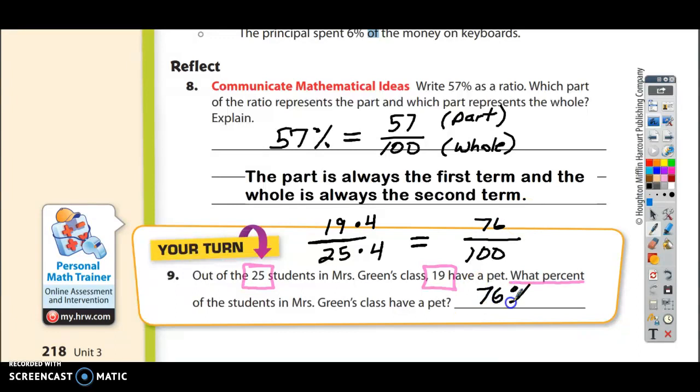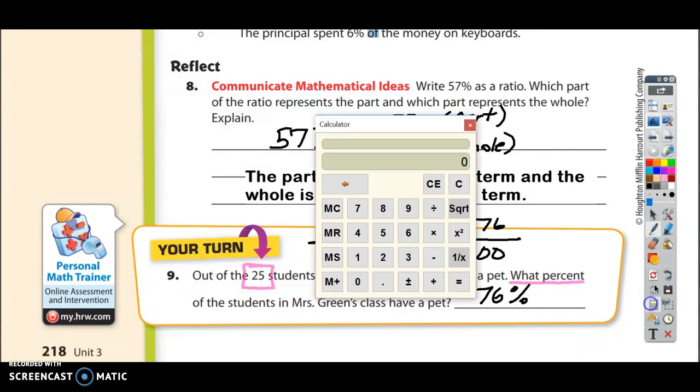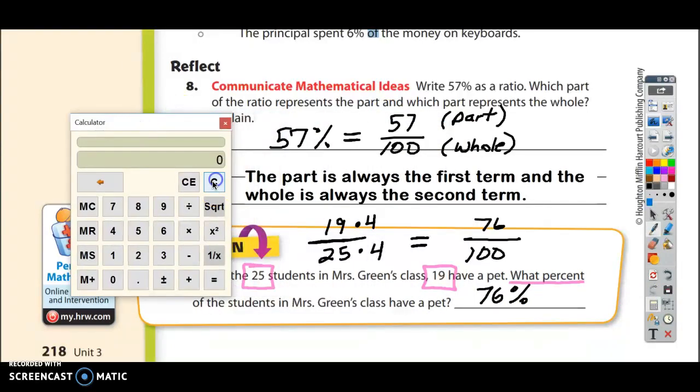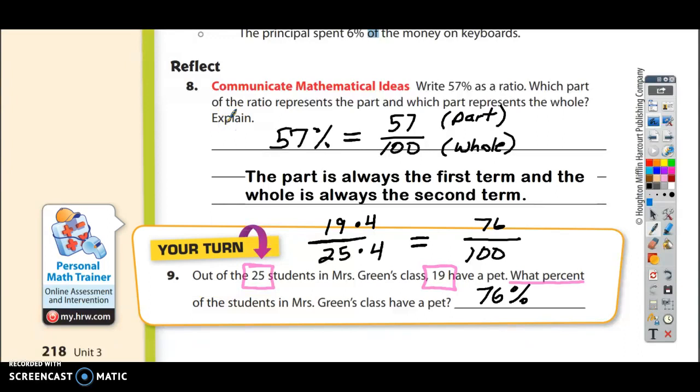That's the answer, 76%. If we were using a calculator just to solve this, we would do 19 divided by 25, and we would get 0.76, which is 76%. My advice is that you copy this down into your notes. This right here for notes would be important. You want to know how to do this when you get to a checkup and a quiz. If you have this kind of stuff in your notes, it's going to be really helpful. Okay, great job. You're done with page 218.